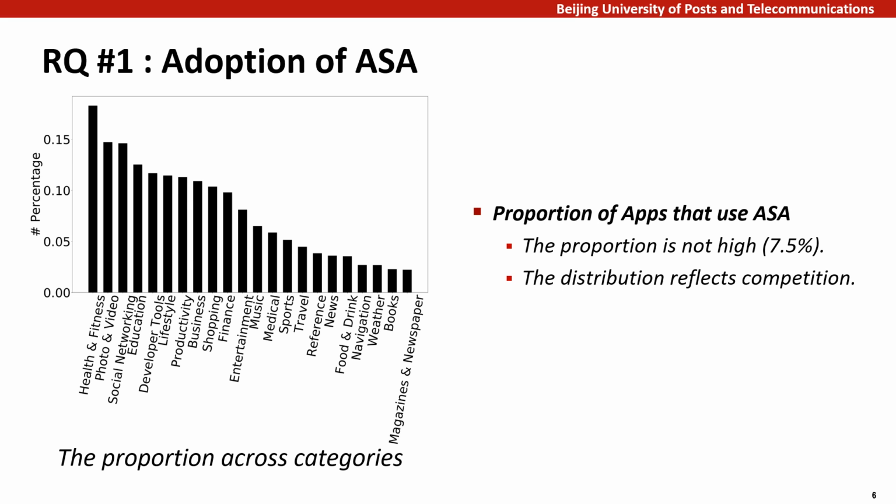To answer research question 1, we analyzed the adoption of ASA. For all the apps we collected, only about 7.5% of them have delivered ASA ads. As shown in this histogram, 80.3% of apps in the health and fitness category adopted ASA, and only 2.2% of apps in the magazine and newspaper category adopted ASA promotions. This distribution could reflect the degree of app competition within each category. In general, a higher percentage of using ASA within the corresponding category means higher competition, as we think these apps are highly likely to share the same or similar functionality.